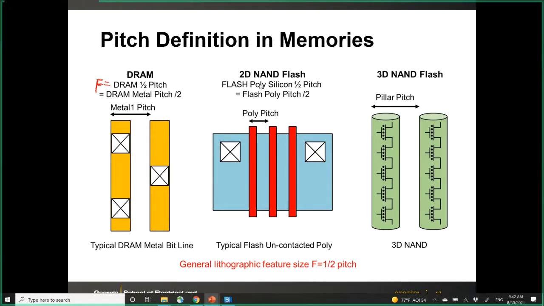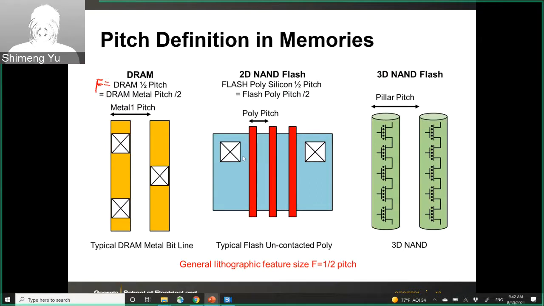And then similarly for the NAND flash, we will learn more details later, but it's basically a series of floating gate transistors between two contacts. So those are the floating gate transistors. If you think of 2D transistors, then you will have those 2D transistors in series like this. Then the poly pitch, because 2D NAND typically uses polysilicon as a gate material. So this is the poly pitch, defined as 2F, and half pitch is defined as F.